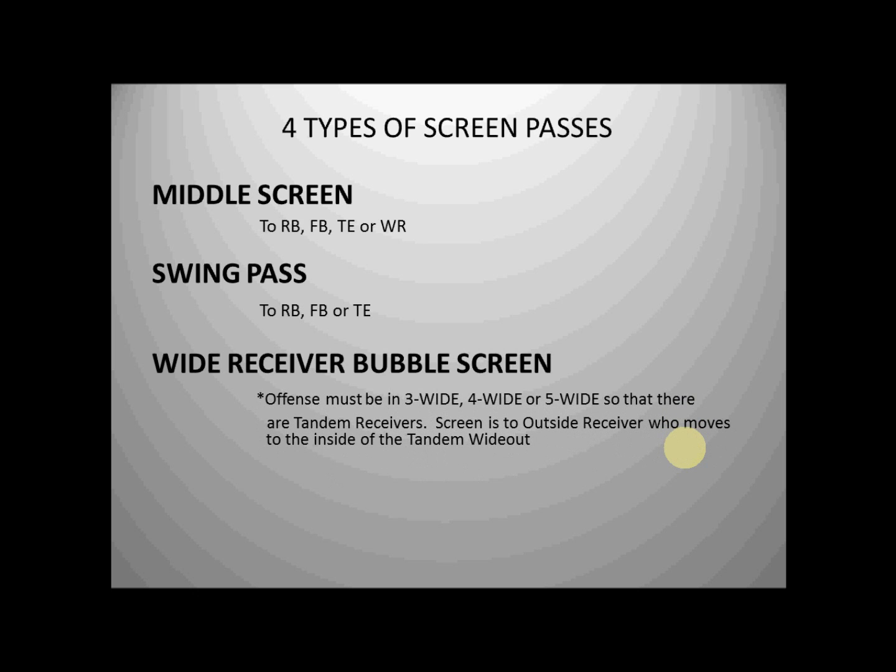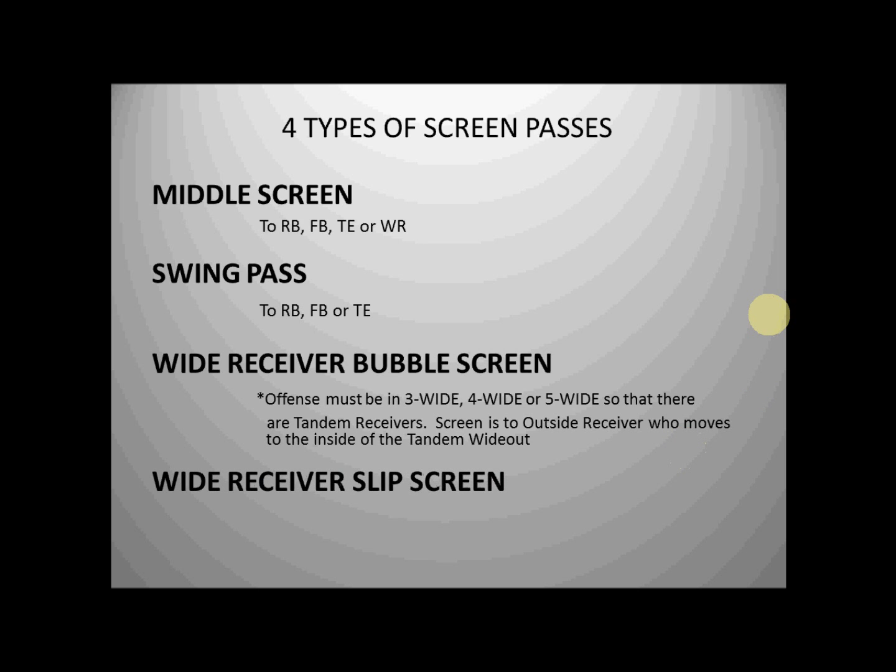The offense must be in a 3-wide, 4-wide, or 5-wide so that there are tandem receivers. So the package has to be either 3-wide, 4-wide, or 5-wide so that 2 receivers can be together on the same side of the formation because they're going to work together as tandem receivers. So the bubble screen is a screen to the outside receiver who moves to the inside of the tandem wideout.